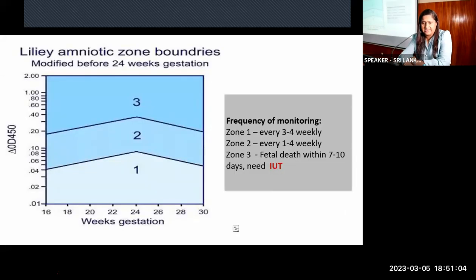You can see here the Lilly chart, where there are three zones. Zone one is where the risk of anemia is very low or there is no risk of anemia, so we monitor the fetus every 3 to 4 weeks. Zone two is where there's a slight risk of anemia, where we need to follow up every 1 to 4 weeks. Whilst in zone three, there's a high risk of fetal death within 72 days. Therefore, when we are in zone three, there's a need for intrauterine transfusion.